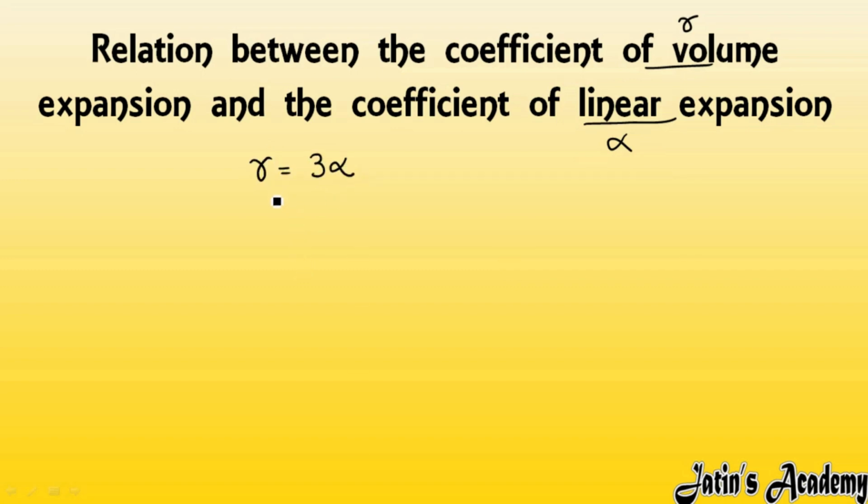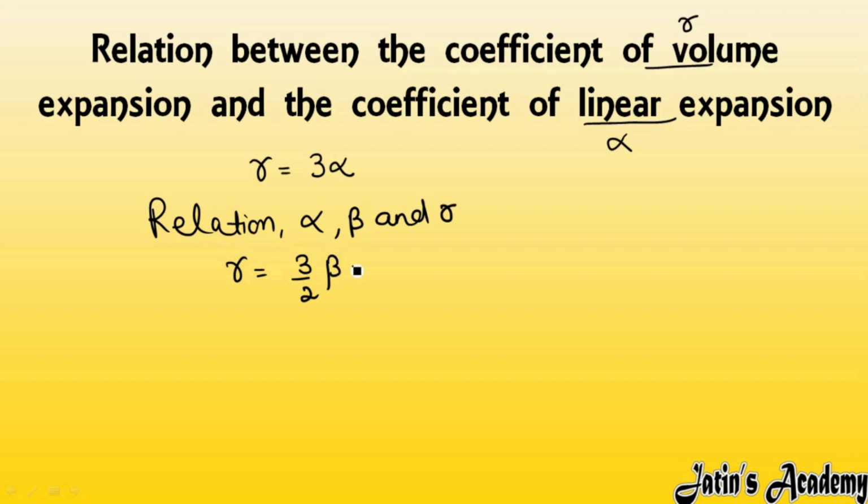This means that for a given material, the coefficient of volume expansion is thrice the coefficient of linear expansion. Okay. And one thing more, in exams a question will come like this also, what is the relation between alpha, beta and gamma. All these relations we have to write. The relation is like this. Gamma is equal to 3 by 2 beta is equal to 3 alpha. This relation you can note down.